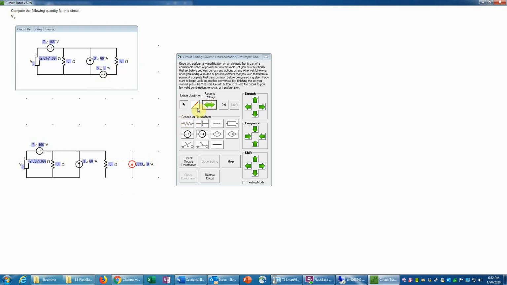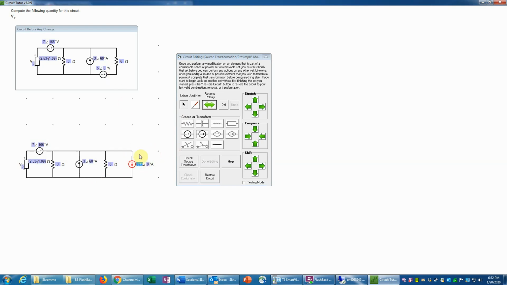And then we need to add some more wires. So I'll click Add New, and by default that's going to be a wire. So I'll place a wire there and there and there to properly connect things. And that should be, yeah, that should be good now.